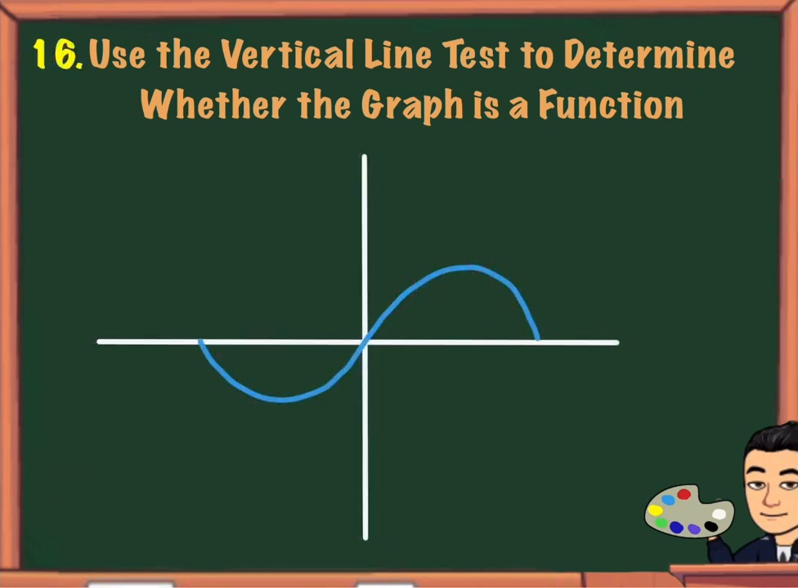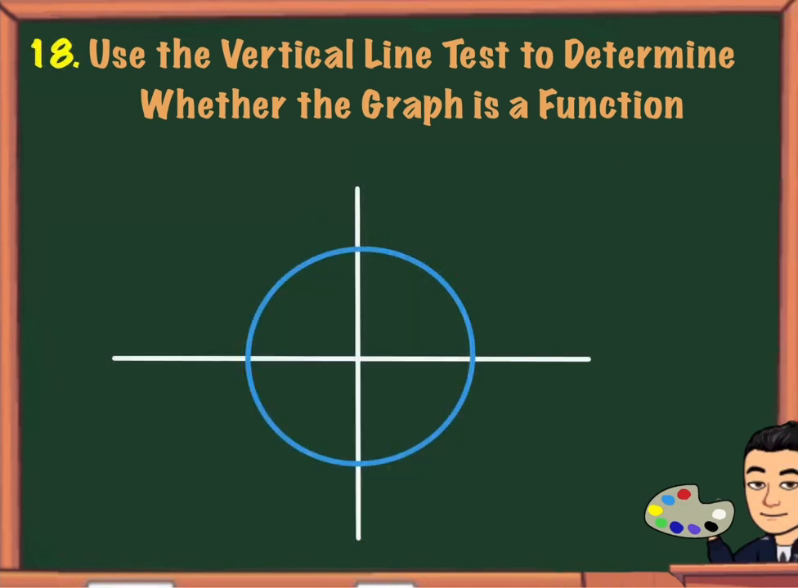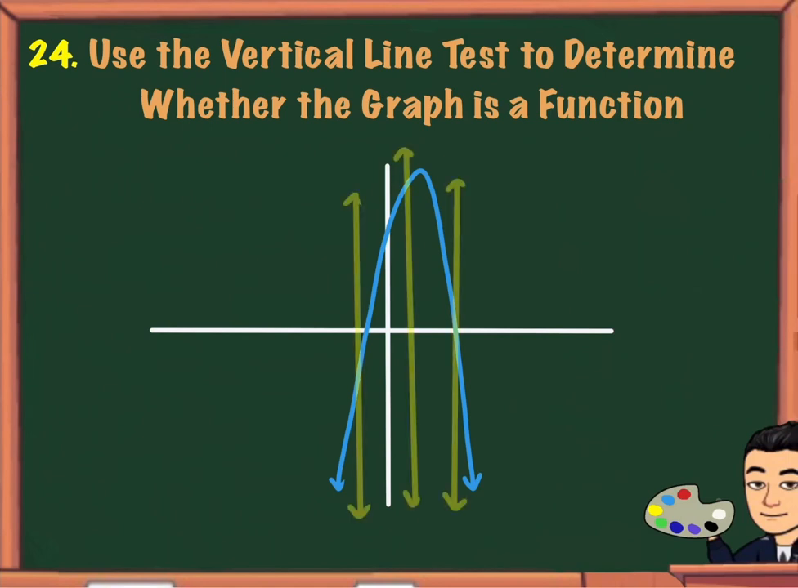For number 16, if you draw a bunch of vertical lines like this, you're going to see that there is only one point of intersection for each vertical line. So you want to say that, yes, it's a function. For number 18, if you draw just one vertical line, you're going to find out that there are 2 points of intersection. So you want to say that this is not a function. For number 24, this graph passes the vertical line test with 1 point of intersection. So yes, it's a function.